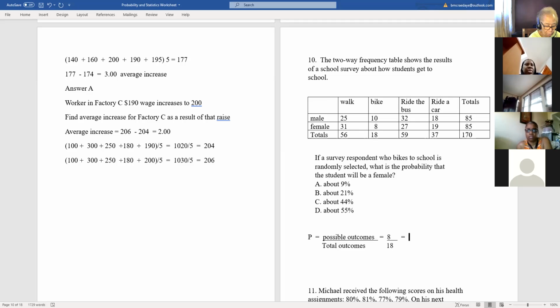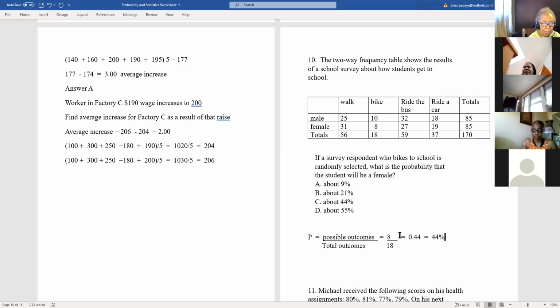44%, right? Or you could put 0.44, which is equal to 44%. Everybody get 44%? 8 divided by 18?